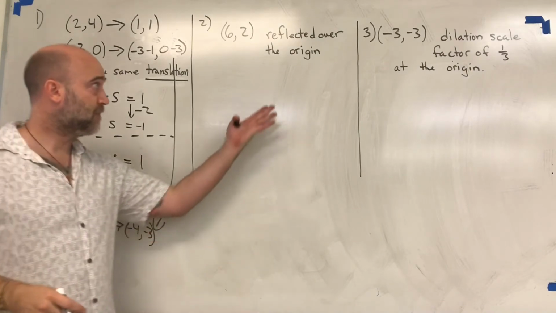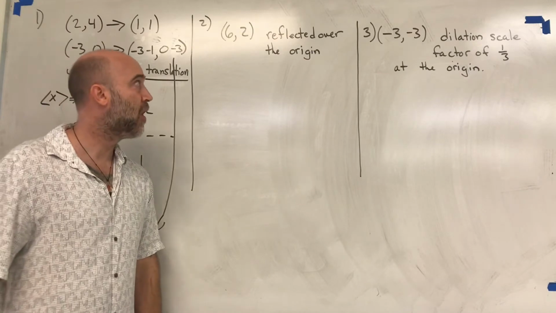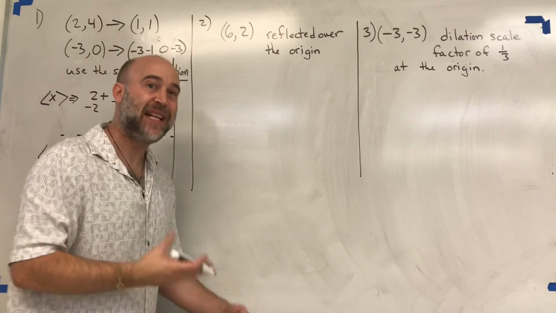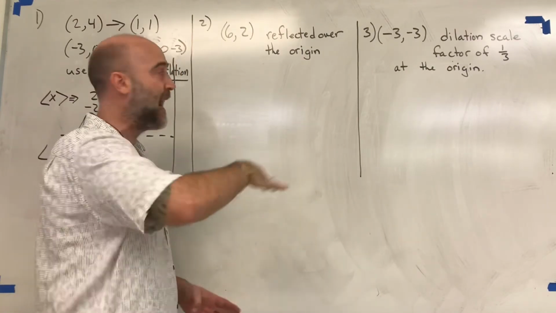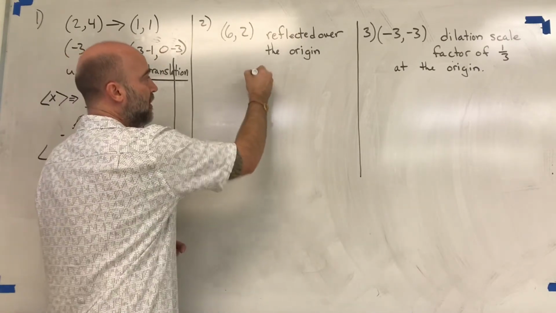Next one. We are reflecting (6, 2) over the origin. Okay? So for these, it's a lot easier to do them graphically so we can kind of see what's going on. It'll be a lot easier to count how it changes with respect to that. So let's plot it.